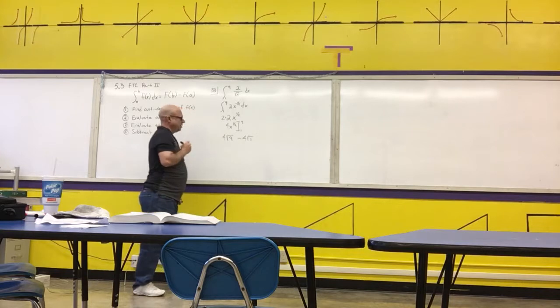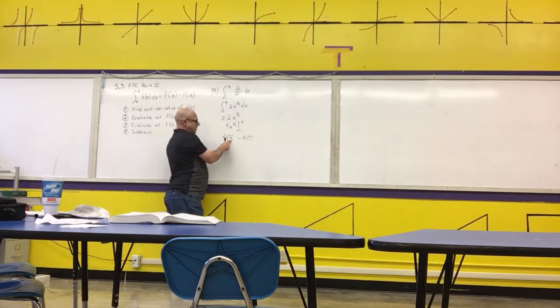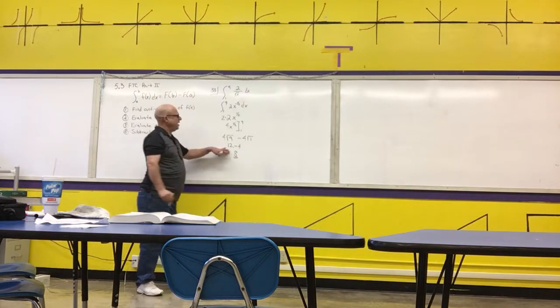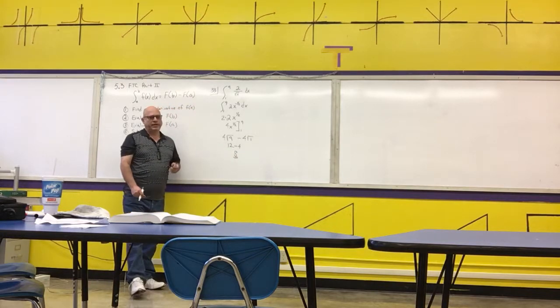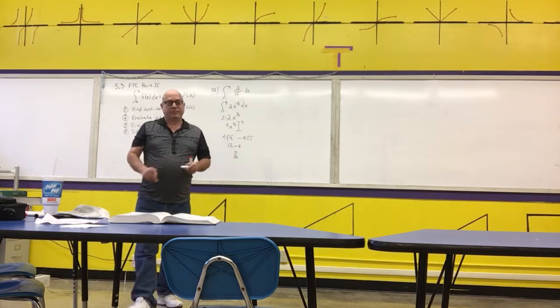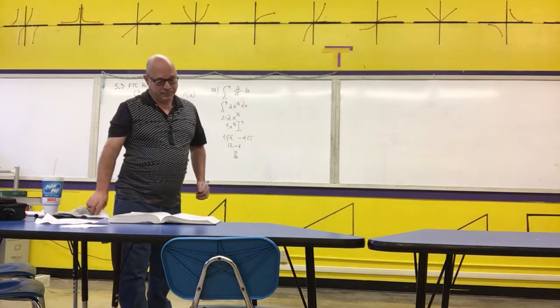Subtract my answers from each other. Square root of 9 is 3. 3 times 4 is 12. Square root of 1 is 1. 1 times 4 is 4. 12 minus 4 is 8. And that would be 8 units squared. Remember, we are finding an area, and that is the net signed area.